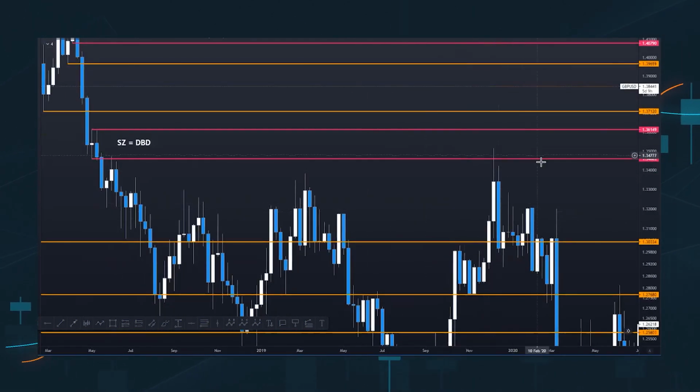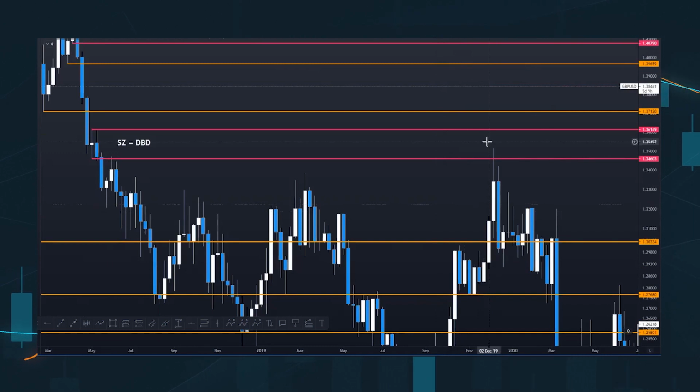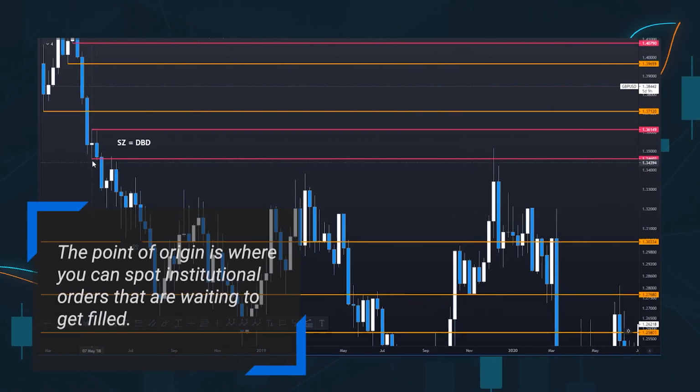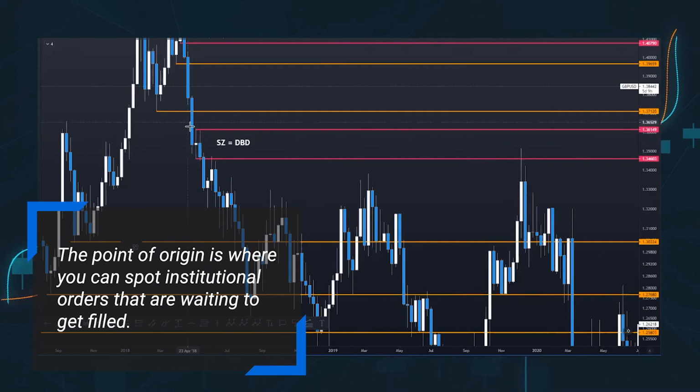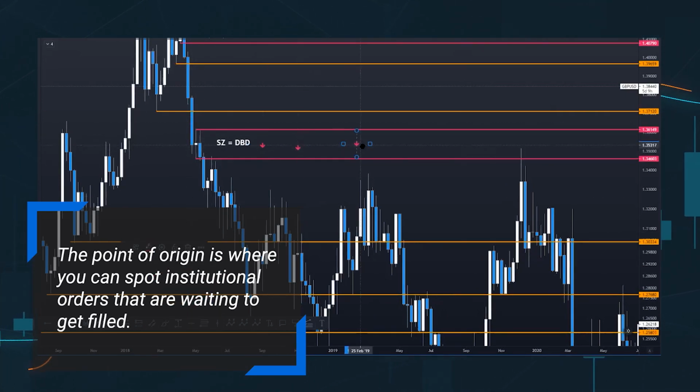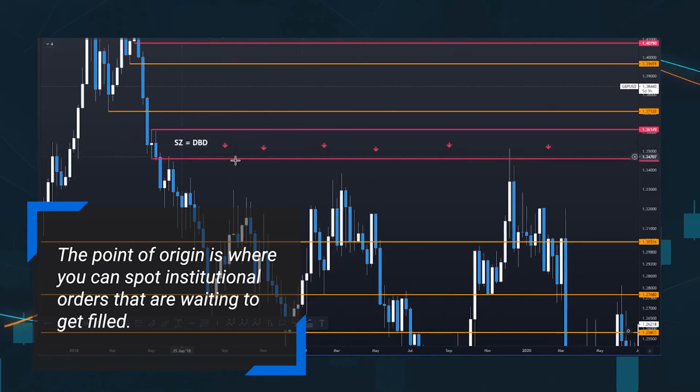Anything after that you want to be careful with. Why? Because with supply and demand, the assumption is that this point of origin where we saw a continuation pattern is where you have institutional orders. All of these orders are waiting.